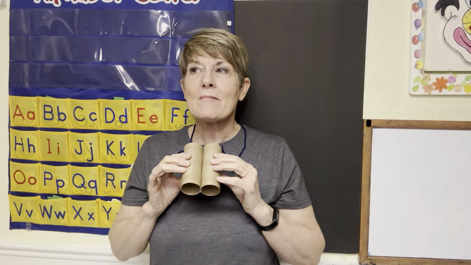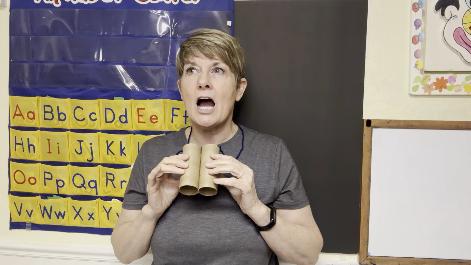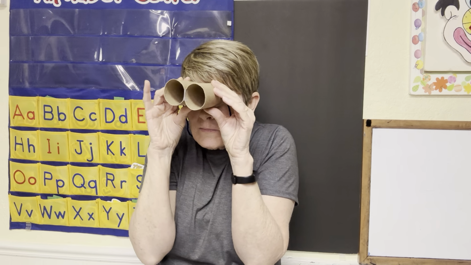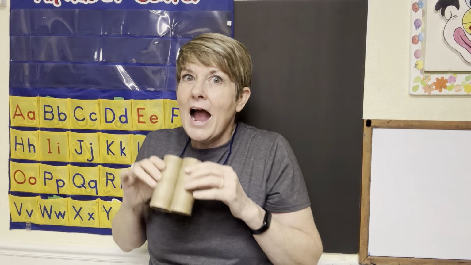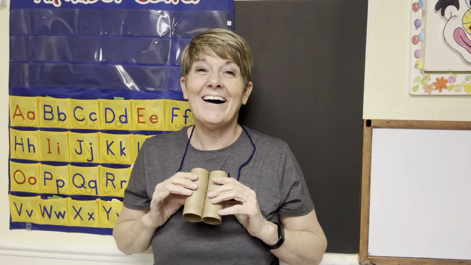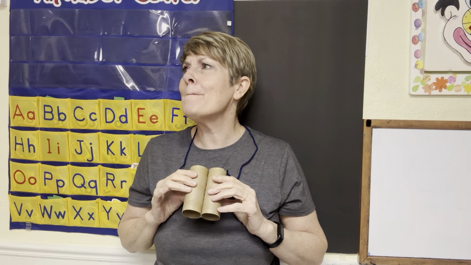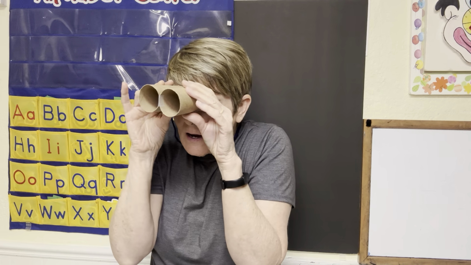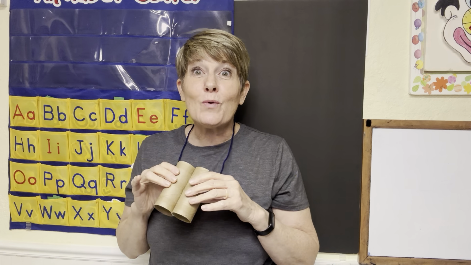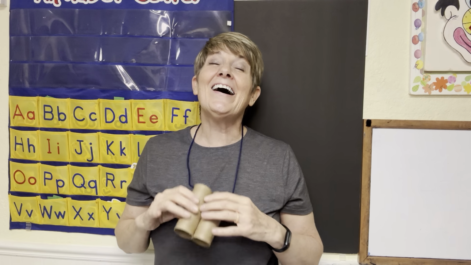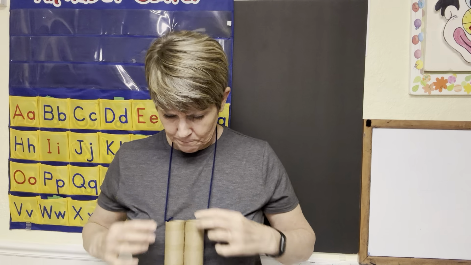Okay, here we go. I spy with my little eye something blue. Oh, I can see a picture that's blue. What can you see? Awesome. All right. I spy with my little eye something orange. Oh, I can see a giraffe. A giraffe on my wall is orange. What can you see that's orange? Oh, good job.